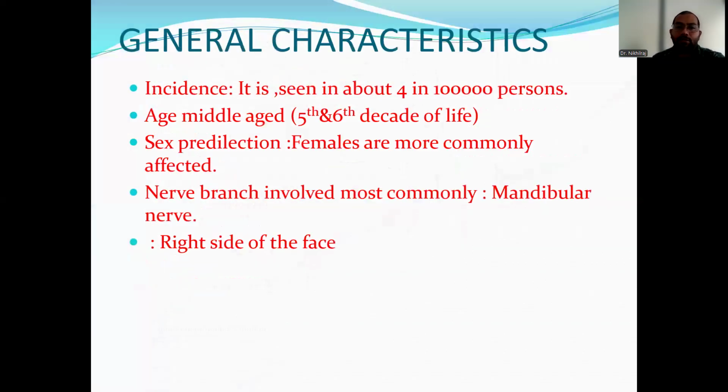What are the general characteristics of trigeminal neuralgia? Incidence is about 4 patients per lakh population. Age: middle-aged, most of the time in the fifth and sixth decade of life. Sex predilection: females are most commonly affected. Nerve branches: the mandibular nerve branch is the most commonly involved, and the right side of the face is the most common area.